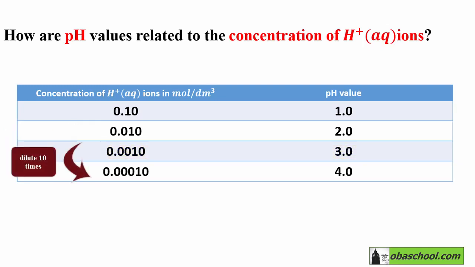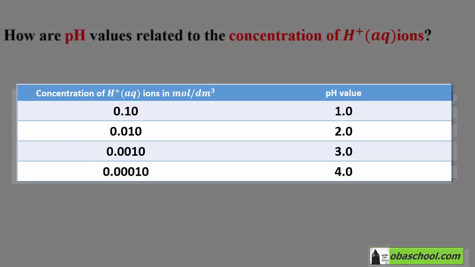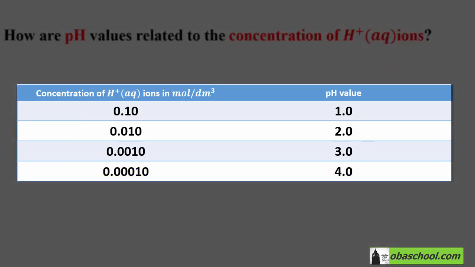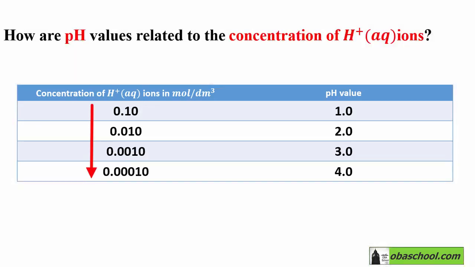Diluting it 10 times again will produce a solution where the concentration of H+ ions is 0.00010 and the pH value is 4. Examine the data presented in this table and try to figure out the pattern. As the concentration of H+ ions decreases by a factor of 10, the pH value increases by 1 unit.